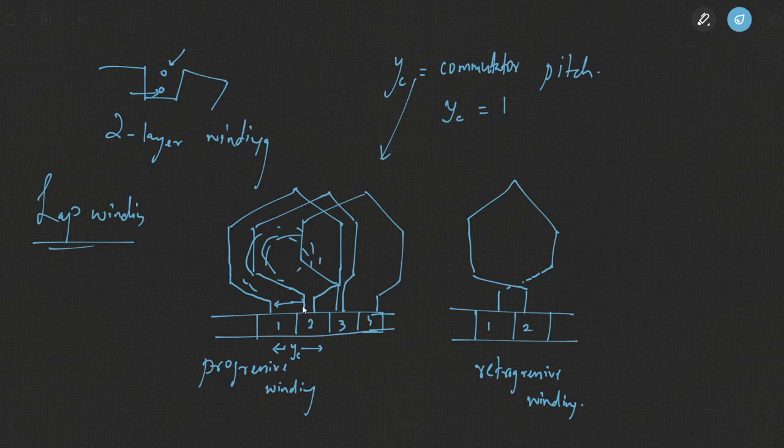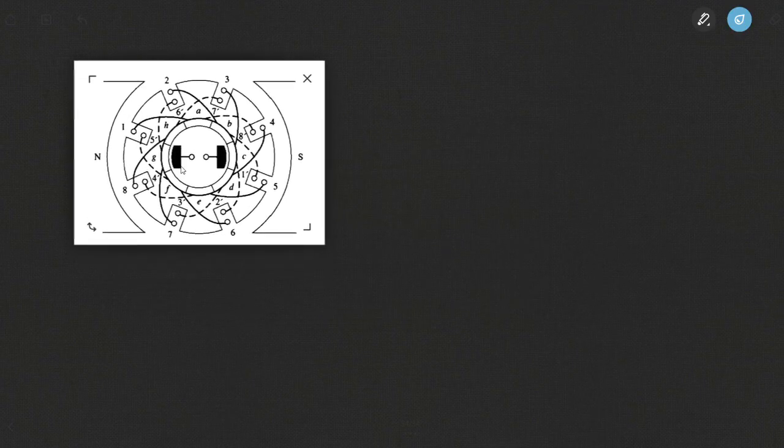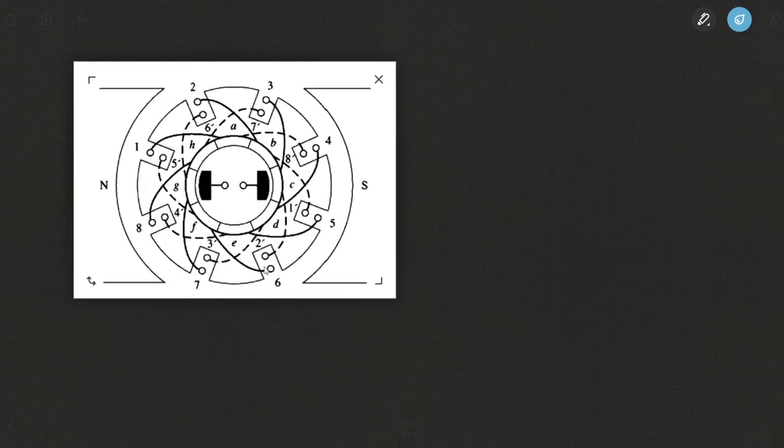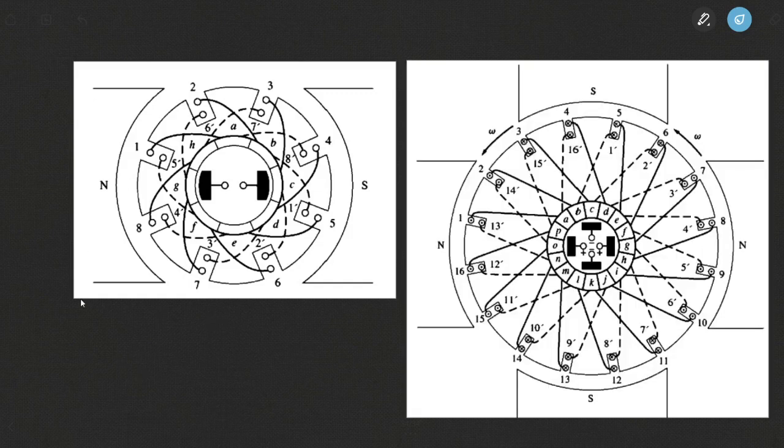Now what happens in case of a lap winding is there will be a number of parallel current paths in the machine, and this number of parallel current paths will be equal to the number of poles of the machine. Going back to the diagram of the lap winding that we saw last time, we take a simple two-pole machine. I will also show a four-pole machine. Here you can see a two-pole machine and a four-pole machine.